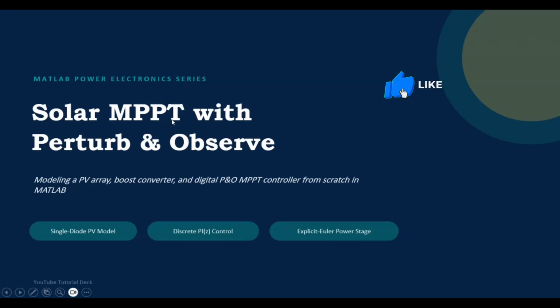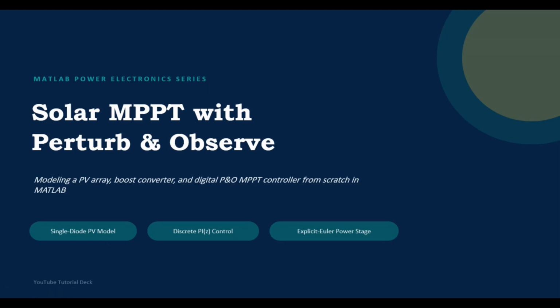Hey everyone, welcome back. In this video, I'm going to walk you through a MATLAB script that simulates a complete solar power system, a PV array, a boost converter, and a digital MPPT controller using the Perturb and Observe algorithm. This started life as a Simulink model, and what I've done is translate every block, the PV array, the power electronics, and the control loop, into plain MATLAB code, so you can see exactly what's happening under the hood instead of it being hidden inside blocks.